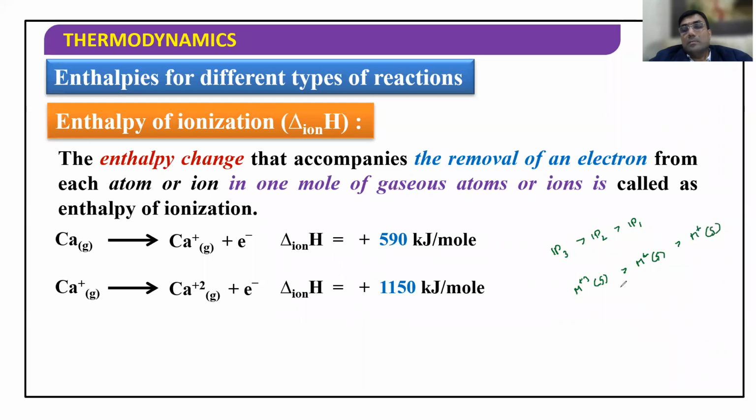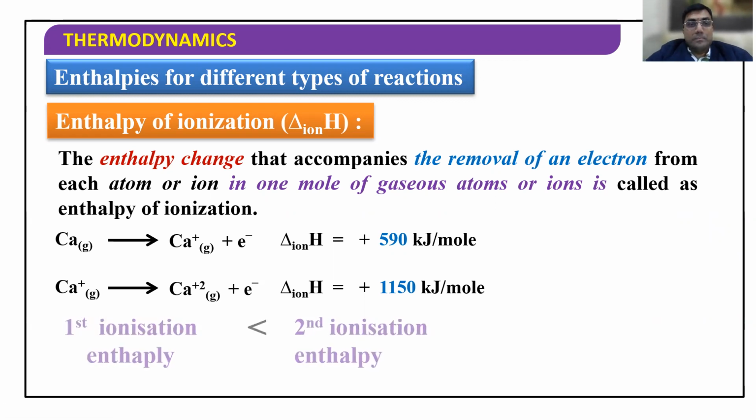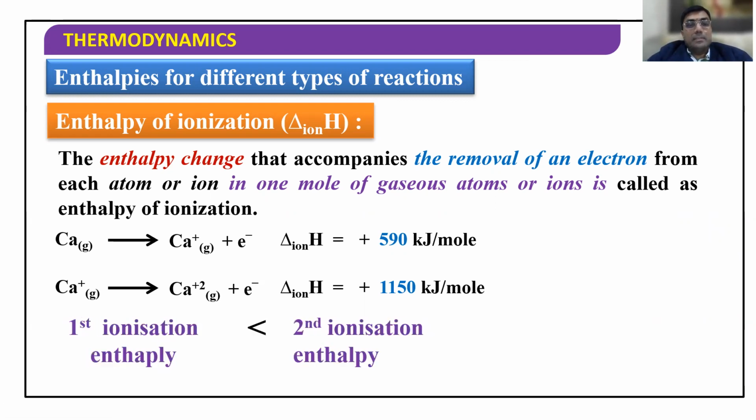The unipositive ion is considered for IP2. This is IP1, IP2, IP3. After removing the first electron, it becomes unipositive. When you remove an electron from this, it is called IP2. When you remove an electron from this, it is IP3. When you remove an electron from this, it is IP4. So always the second ionization enthalpy is greater than the first ionization enthalpy for a given atom.